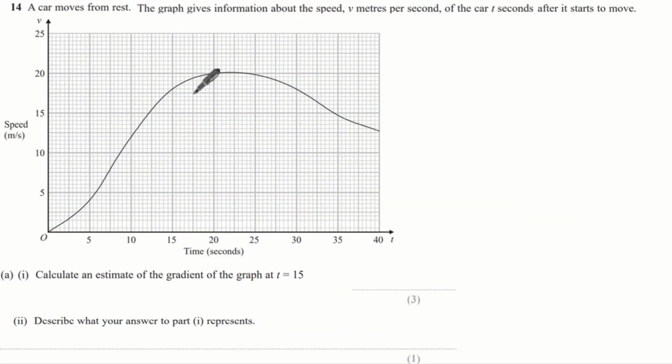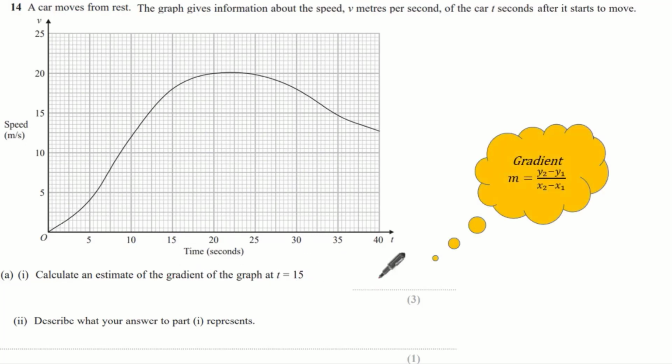Question 14 states a car moves from rest. The graph gives information about the speed, v meters per second, of the car t seconds after it starts to move. As you can see, the x-axis shows the time in seconds, and the y-axis shows the speed in meters per second. The question wants us to calculate an estimate of the gradient of the graph at t equals 15 seconds. What's important to note is this word gradient, and how do we find it?